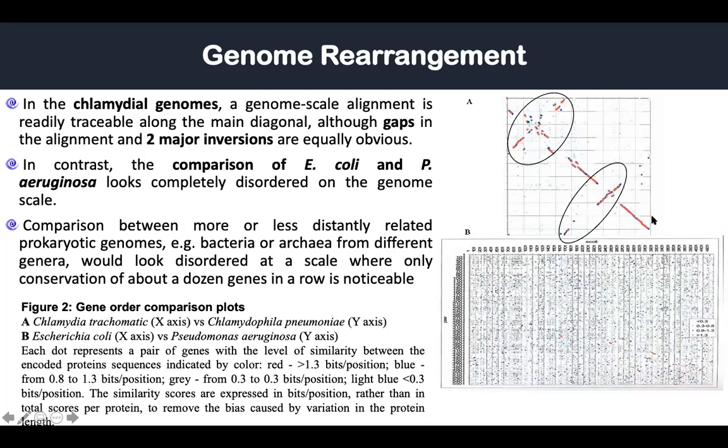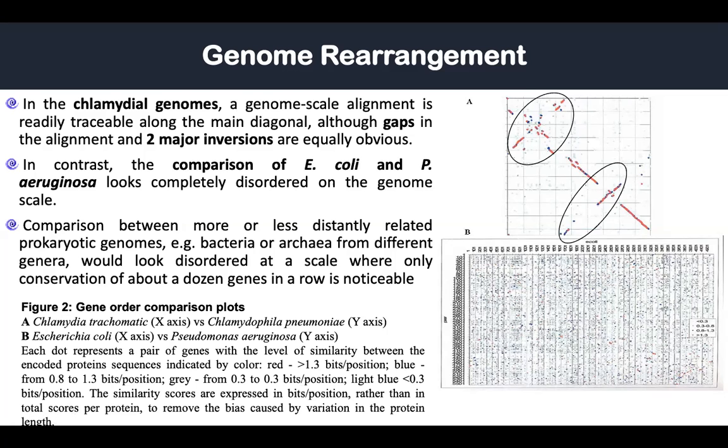The first plot shown here is a comparison between Chlamydia trachomatis, which is on your x-axis, versus Chlamydophila pneumoniae, which is on your y-axis. And you can see that they are diagonal, but in the opposite direction, right? These regions where you see lines in the opposite direction are where inversions are happening, inversions in the order of the genes, okay?